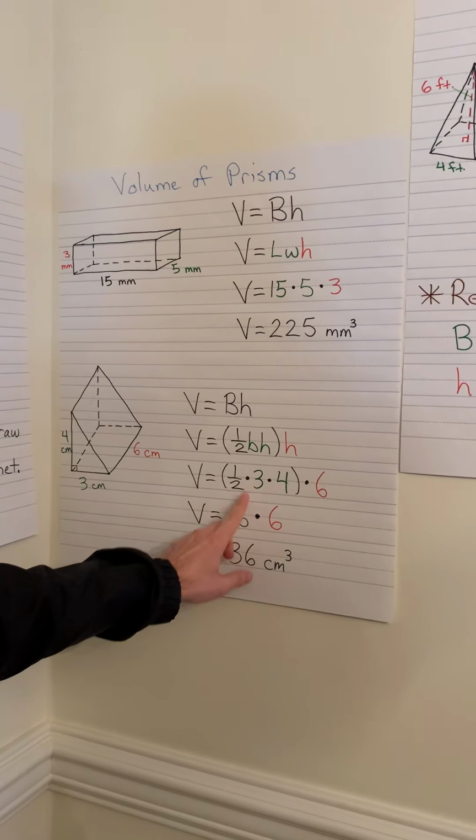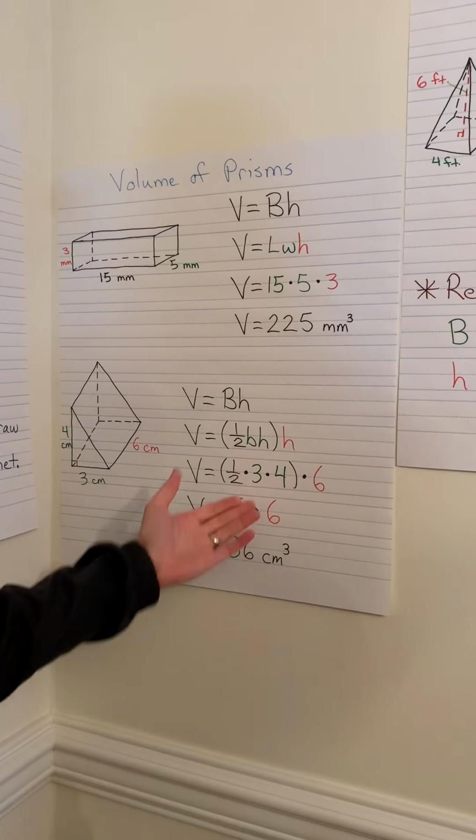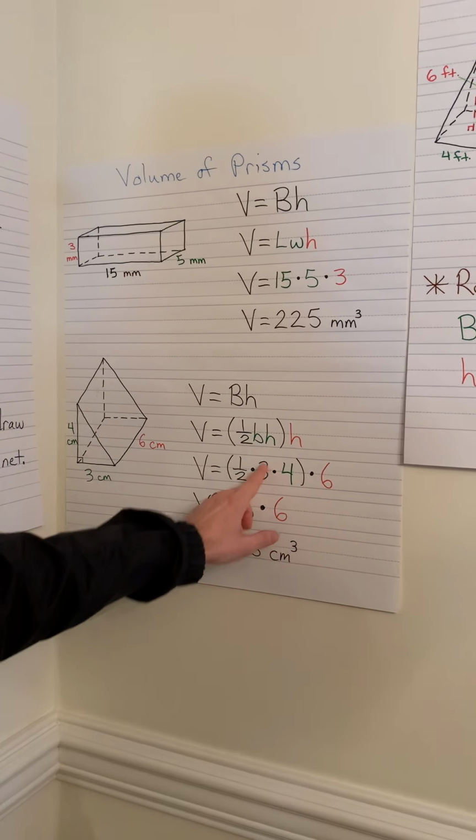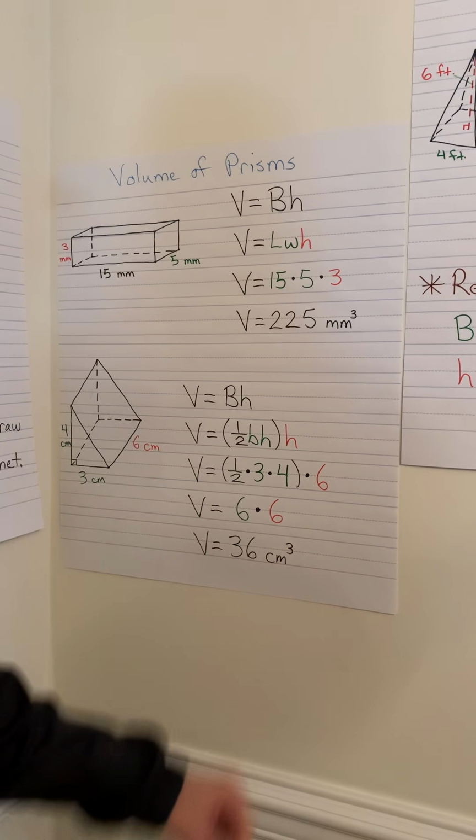You plug in your numbers here, it's 1/2 times 3 times 4. You could also do 3 times 4 divided by 2. Bring down this 6, here you get 6 for this one too. And you can do 6 times 6, you get 36 cubic centimeters.